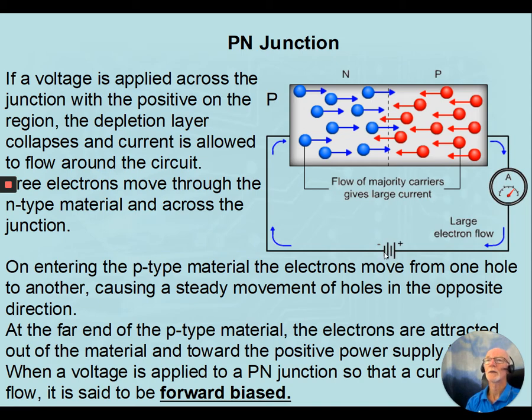attach an external EMF to our PN junction, so that the negative is against the N-type of the material and the positive is against the P-type of the material, the negative repels the electrons towards the junction, the positive repels the holes towards the junction, decreasing the size of the depletion region, allowing electrons and holes to combine here, and so current will now be flowing in our semiconductor and in our external circuit. When this happens, we say that our PN junction is forward biased.